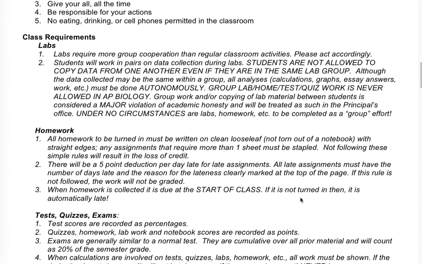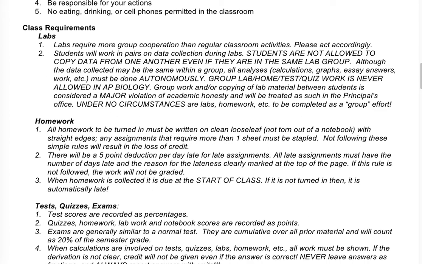Now, the class requirements. We got major labs we're going to be doing in this course, and labs require a lot of cooperation. Please work with your classmates to getting things done. Number 2 is of the utmost importance. We never do group projects in AP Bio. I repeat, we never do group projects in AP Bio. Never copy anything from your classmates and turn it in.